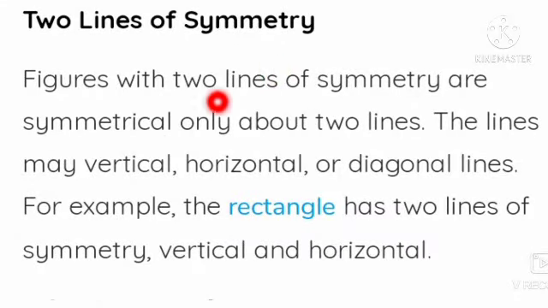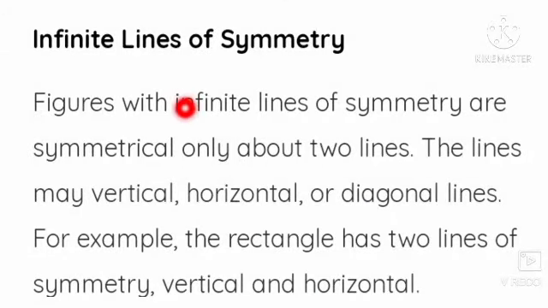Two lines of symmetry. Figures with two lines of symmetry are symmetrical only about two lines. The lines may be vertical, horizontal or diagonal. For example, the rectangle has two lines of symmetry, vertical and horizontal. Infinite lines of symmetry. Figures with infinite lines of symmetry have symmetry about countless lines. The lines may be vertical, horizontal or diagonal.